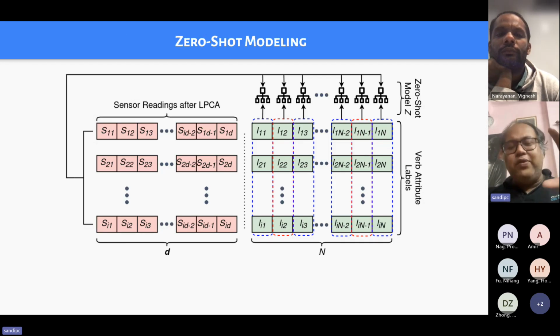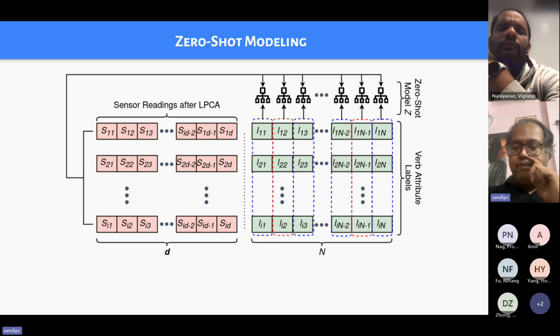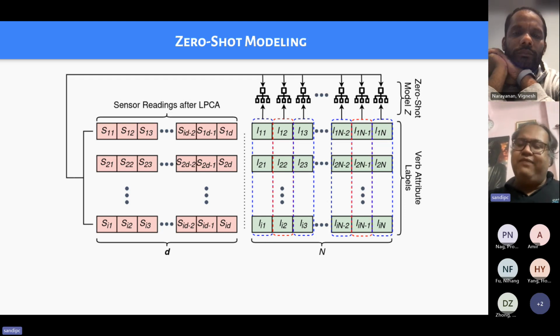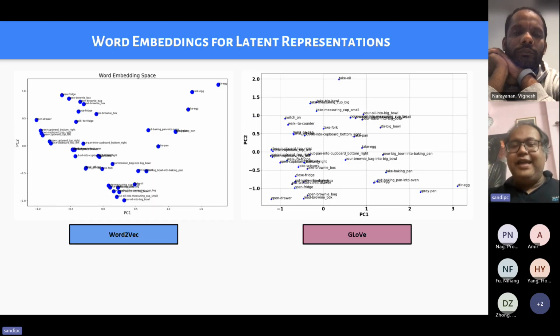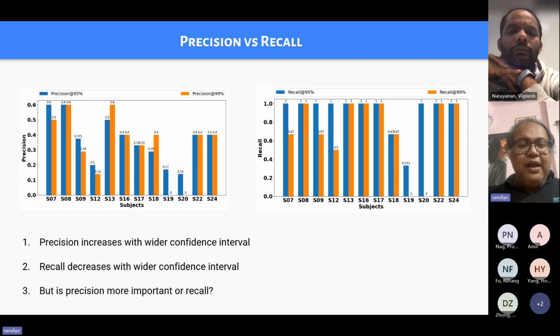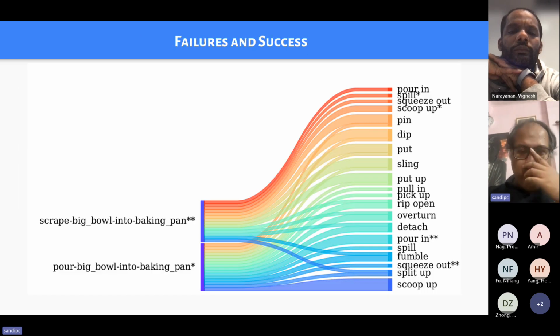And finally, we have come up with a zero-shot architecture with the help of these verb attribute labels, where given a data set and given a label space, you can tell whether they are explainable or not, in the sense of whether we can see certain problems of explainability in the observed data set or not. I'll just show you one example of how it works.